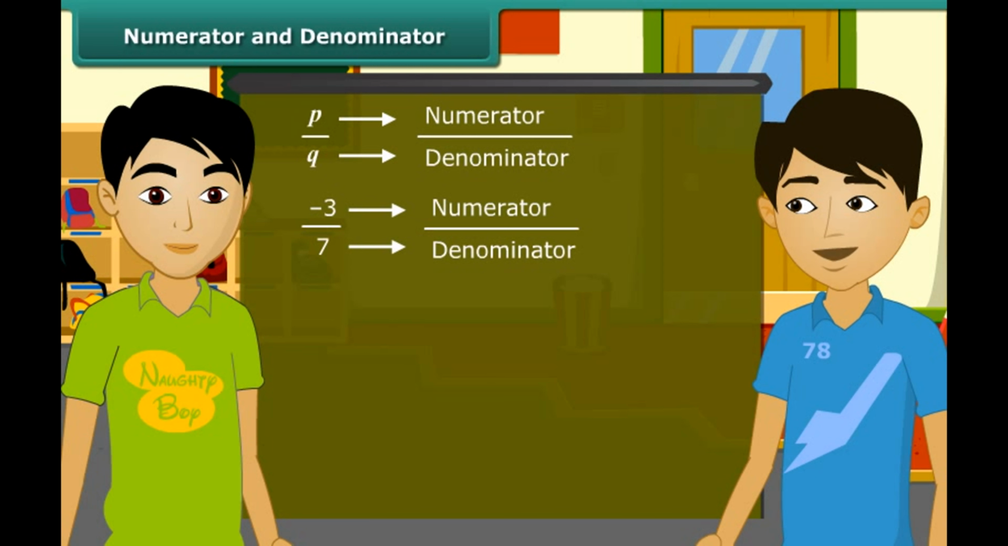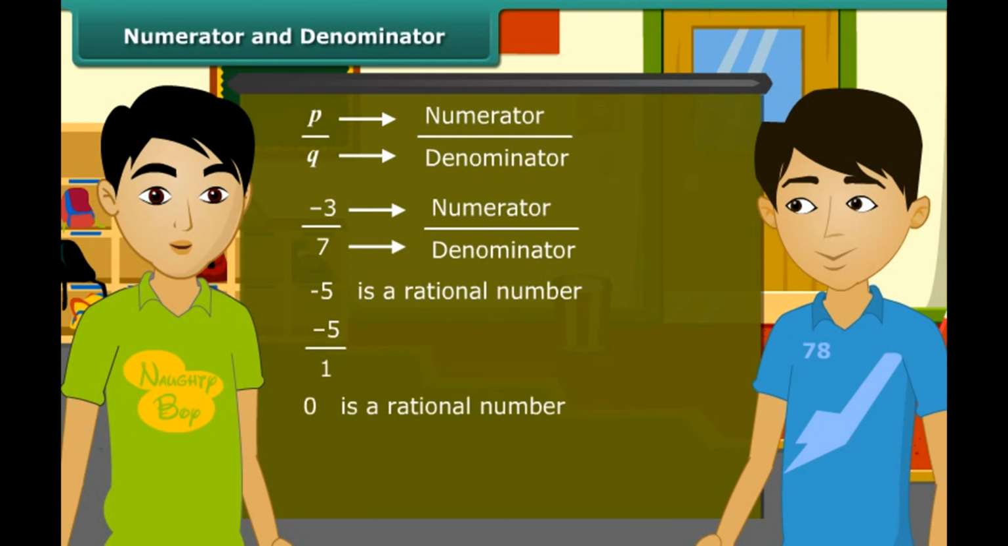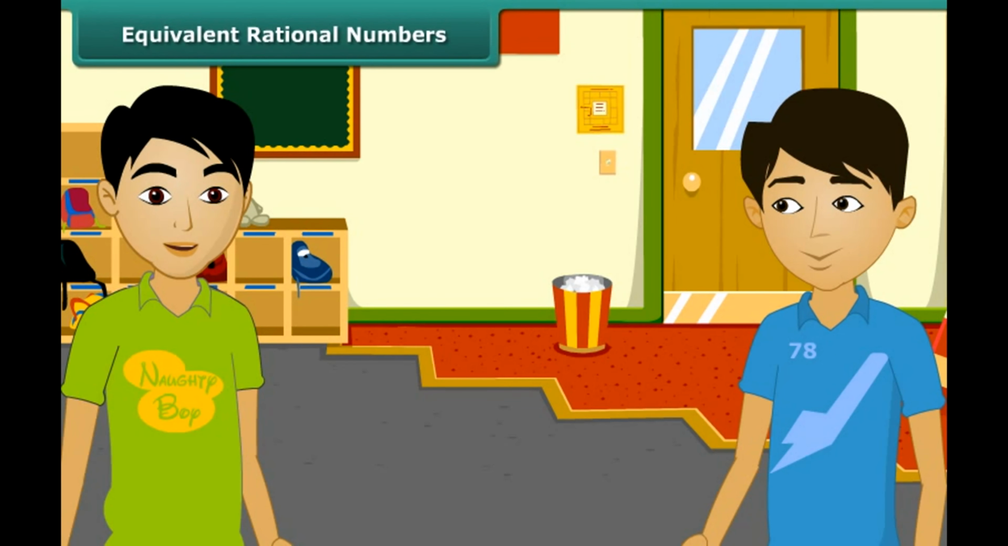Amit, are integers also rational numbers? Yes. For example, the integer -5 is a rational number because you can write it as -5/1. Similarly, the integer 0 is a rational number because 0 can also be written as 0/2 or 0/7, etc. I will now tell you about equivalent rational numbers.